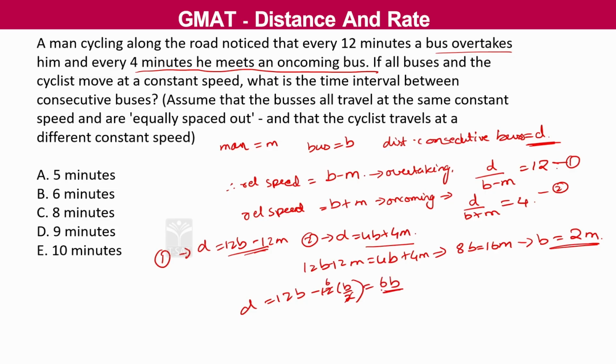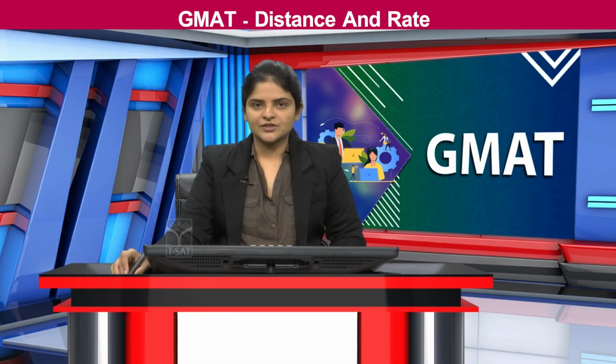The question is asking us what is the time interval between consecutive buses. When it is consecutive buses, the distance is d and the speed is b. This will be the time interval between consecutive buses, which is d divided by b, that is, 6 times b divided by b. The b gets cancelled, and it is equal to 6. The time interval is 6 minutes. So, the answer is option B. Let us move to the next question now.